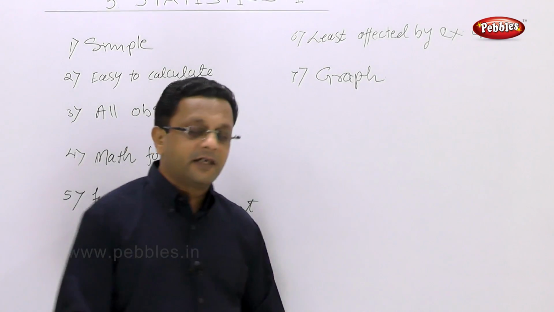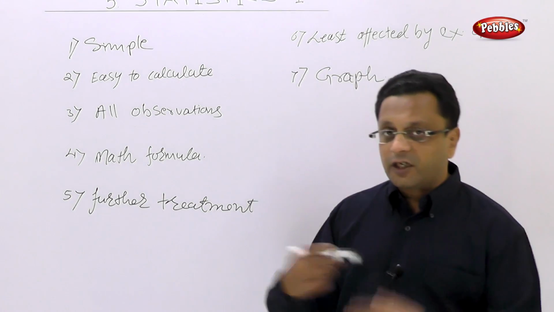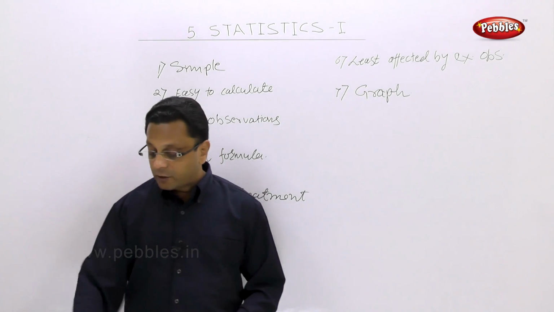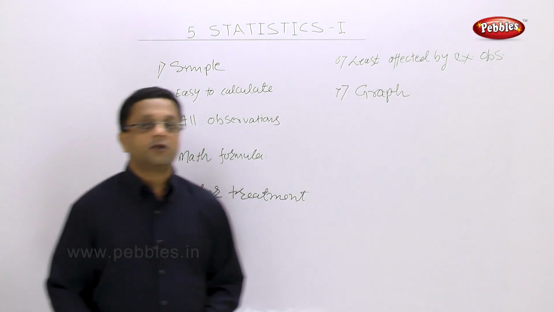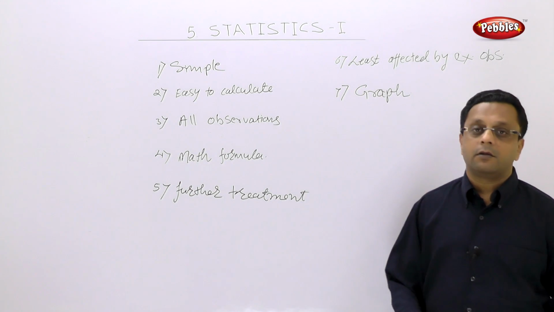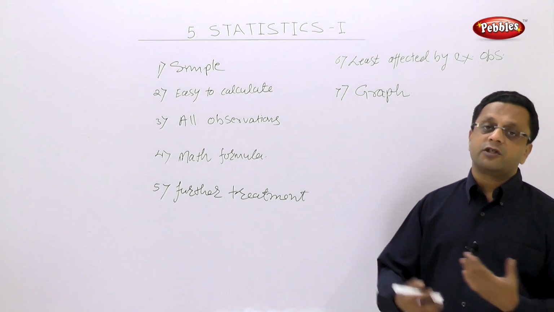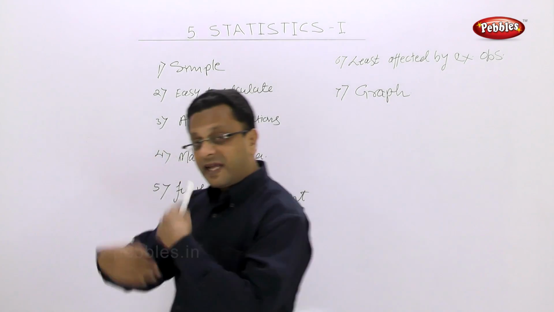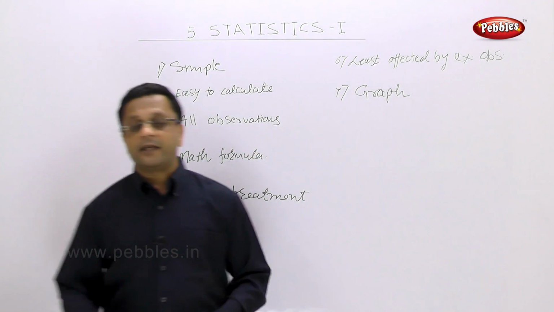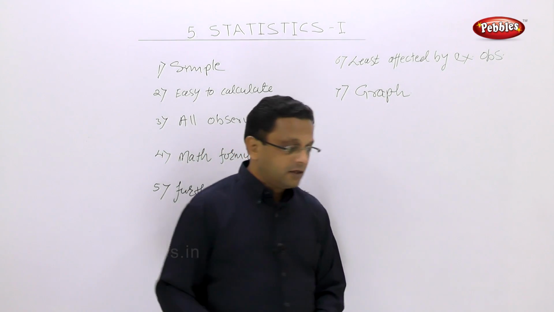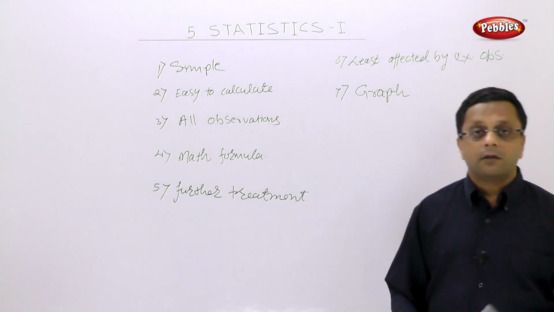It is very sensitive to the extreme observations, and then at last it cannot be determined by inspection. So these are some of the demerits which statisticians or scientists try to overcome in the next method of central tendency, that is median. So now let us see what is median.